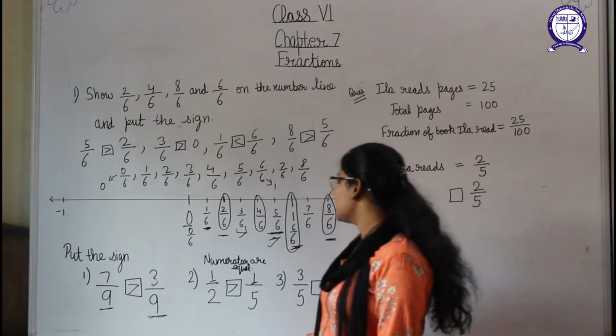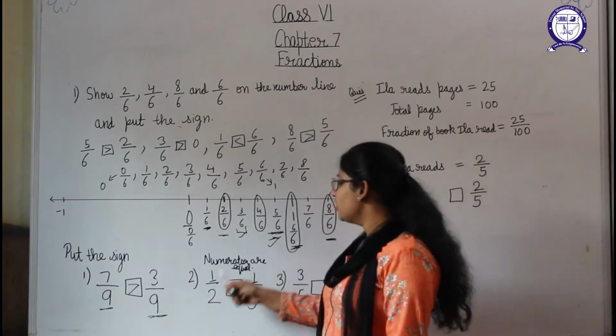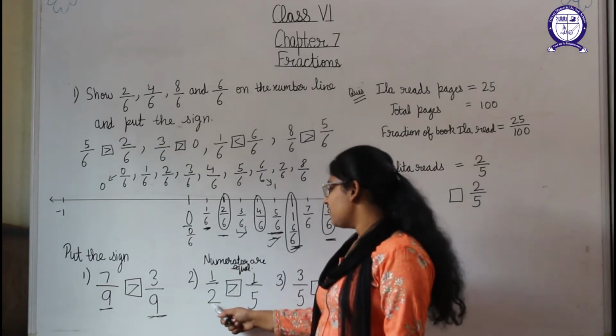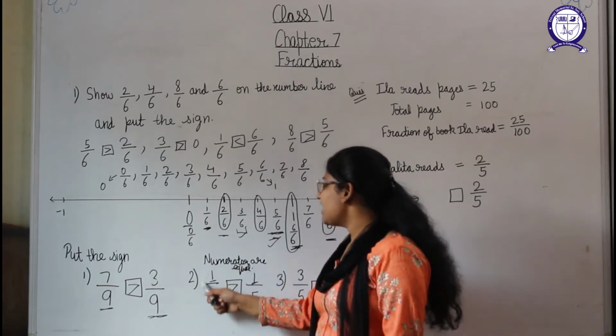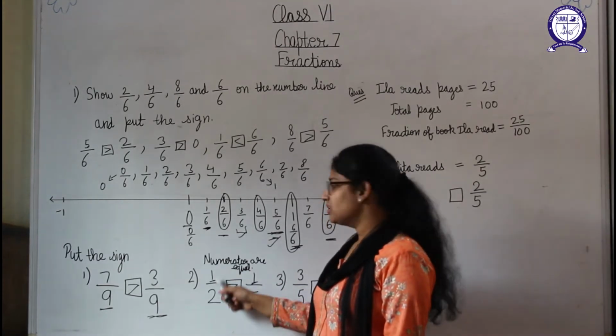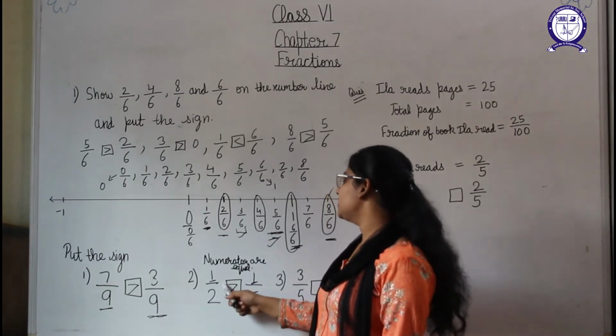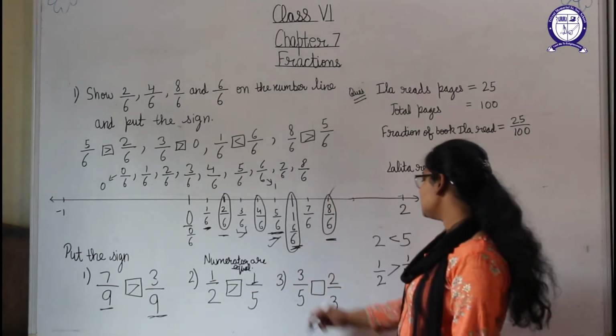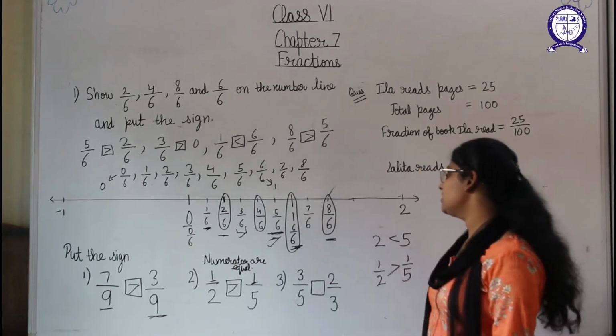So students, in the case when the numerators are equal, we compare according to the denominator, but the fraction whose denominator is smaller will be the greater one. When the denominator is smaller, then that whole fraction will be the greater. Okay. Now third question is 3 by 5 and 2 by 3 is given to us.